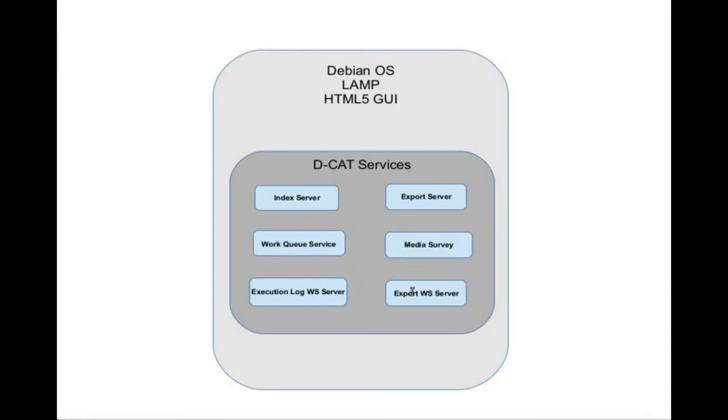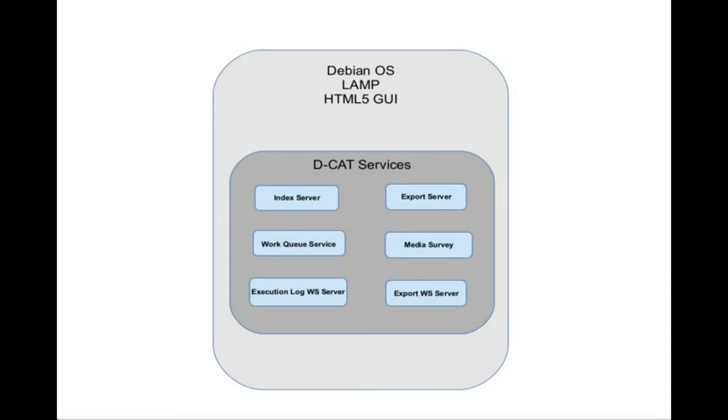An export server receives export requests and drives the export adapters. And the media survey service simply detects additional storage devices if they've been attached. Finally, there are two WebSocket servers. One provides output from the execution scan. Well, that's this one here. And the other one coordinates export requests and results between the GUI and the export server.